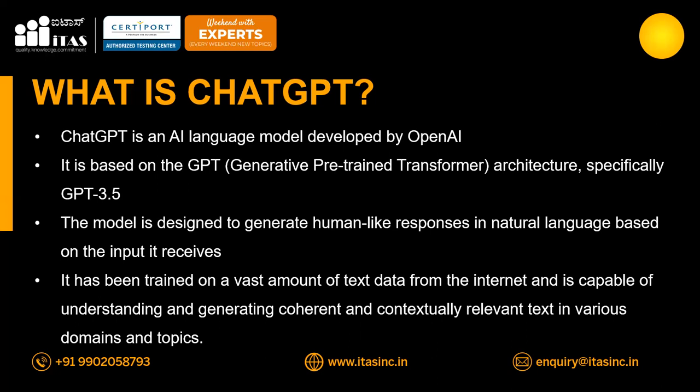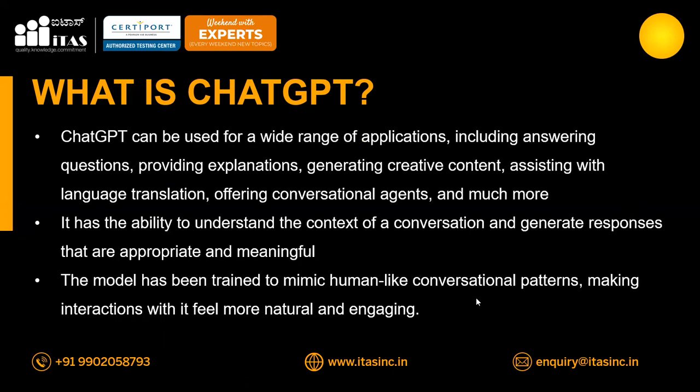Previously, we used to go to Google and type some requirements, and we would get a lot of websites which referred to the question we posted. But now whatever questions we give in ChatGPT, it will give me the relevant information, so that we don't have to search in various different pages. ChatGPT can be used for a wide range of applications, including answering questions, providing explanations, generating creative content, assisting with language translation, offering conversational agents, and much more. That means ChatGPT can be used for various different purposes.